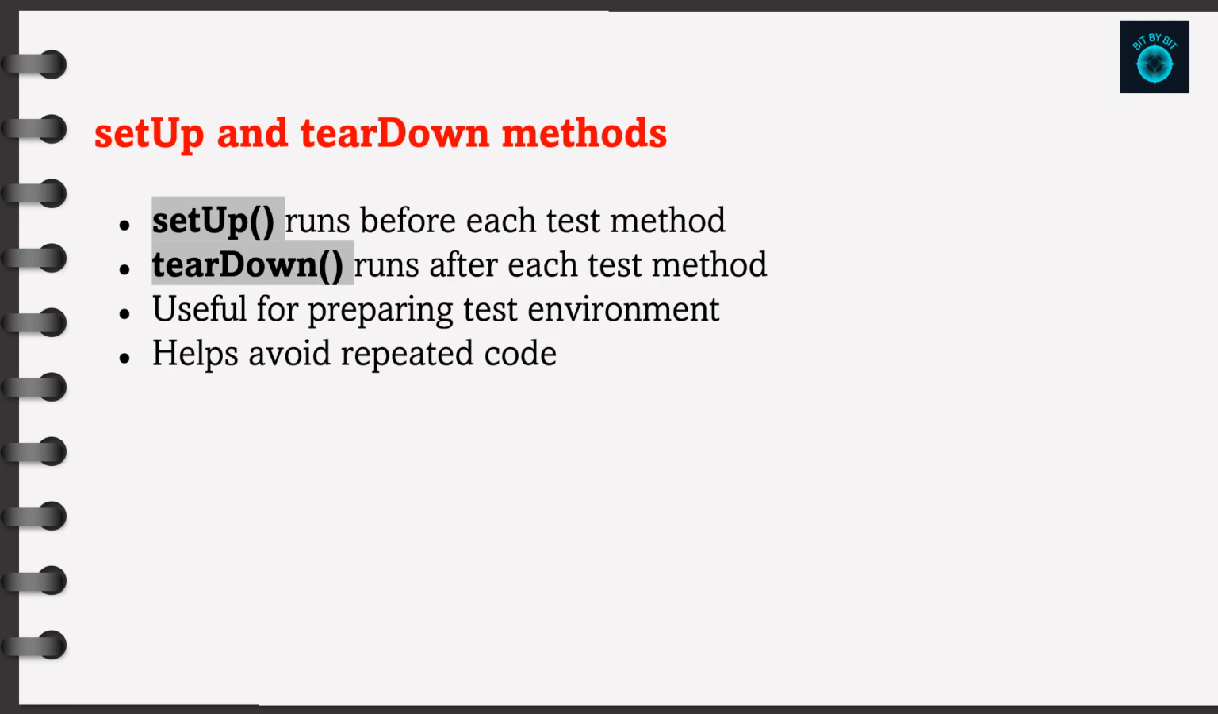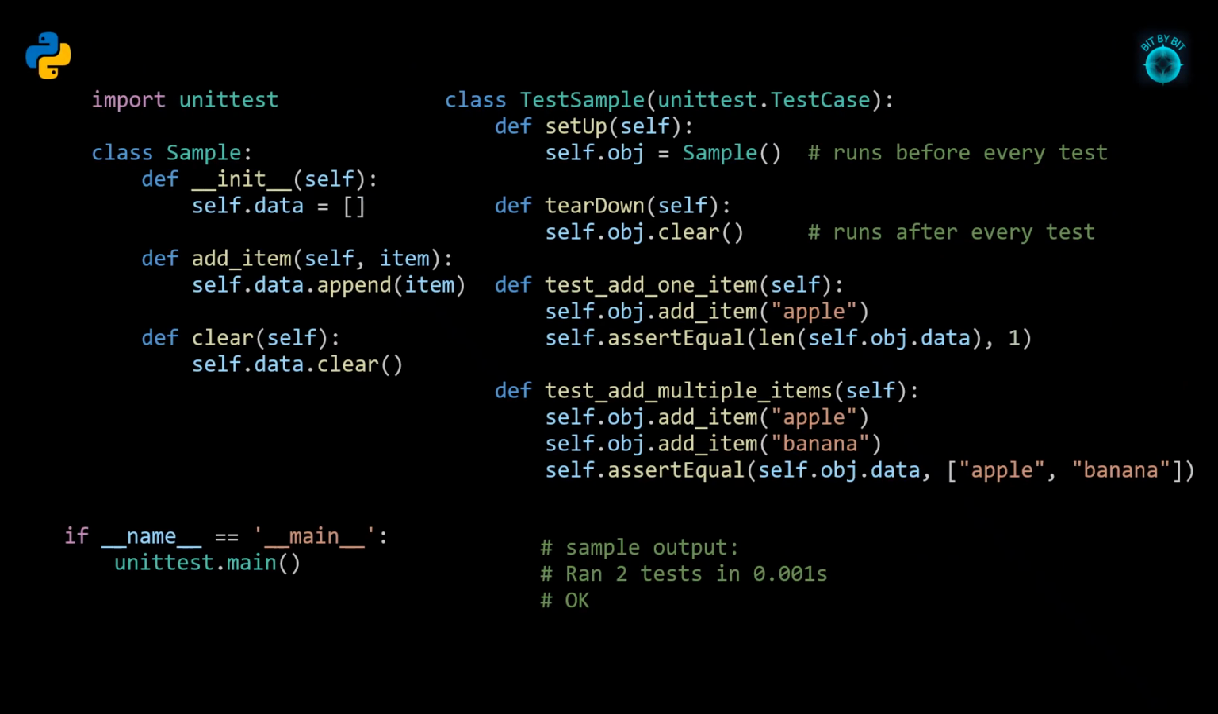These methods help you avoid writing the same setup code in every test, keeping your test classes clean and DRY, meaning don't repeat yourself. In this example, we define a simple Sample class that stores a list and can add or clear items. Inside the test class TestSample, we define setUp, which creates a new Sample object before each test. Then we have a tearDown method that clears the data after each test.